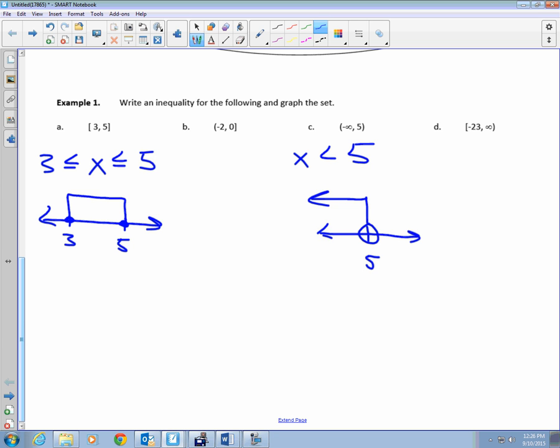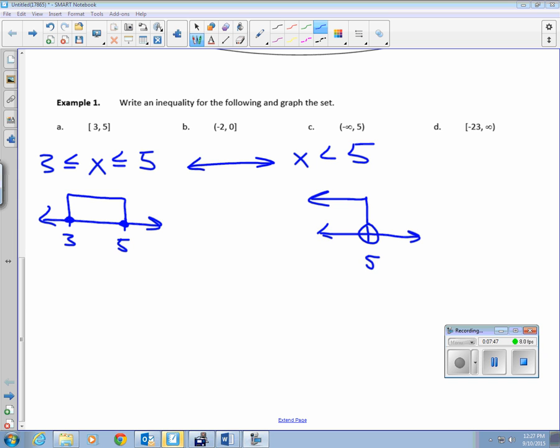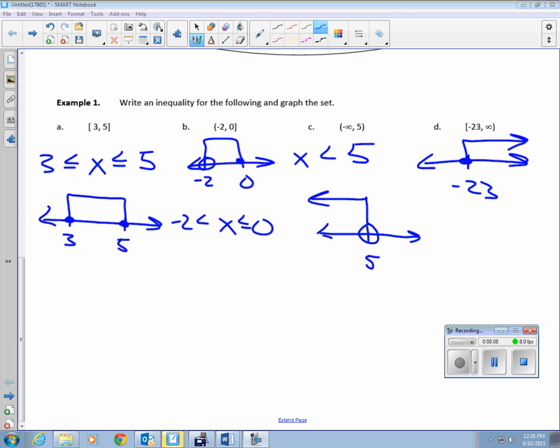You do B and D on your own. Go. All right, here we go. You got it. Graph, we've got -2, we've got 0, should be closed circle, open circle. And for the inequality, x is between -2 and 0. It's less than or equal to 0, but it's greater than -2. Questions on that? Good. -23, I plot -23. I do a closed circle, arrow goes that way. x is greater than or equal to -23.